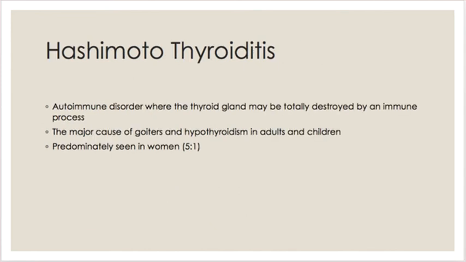A little more about Hashimoto thyroiditis because it is the number one cause of hypothyroidism in the US. It's an autoimmune disorder. The thyroid gland can be totally destroyed by an immune process. It's also the major cause of goiters and, as I said, hypothyroidism in adults and children. It is predominantly seen in women, with a ratio of 5 to 1, right? 5 women to every 1 male.